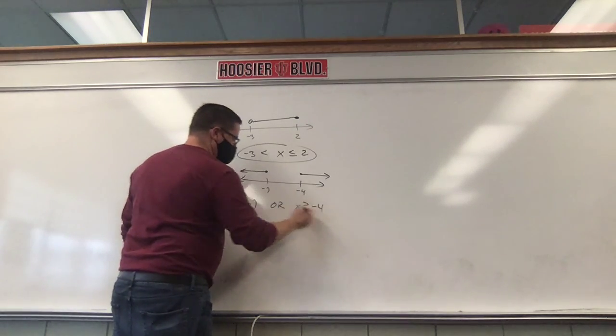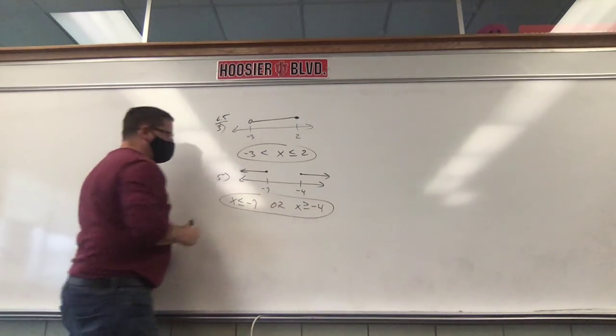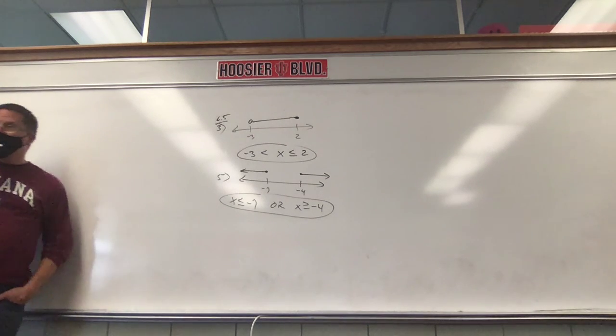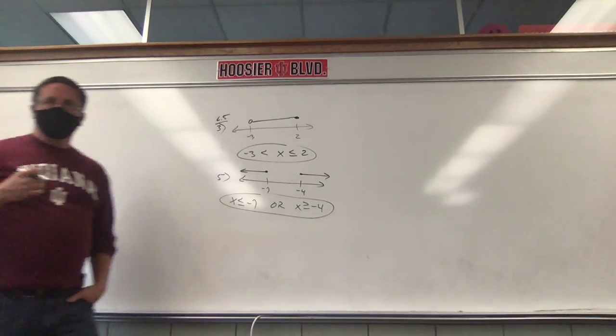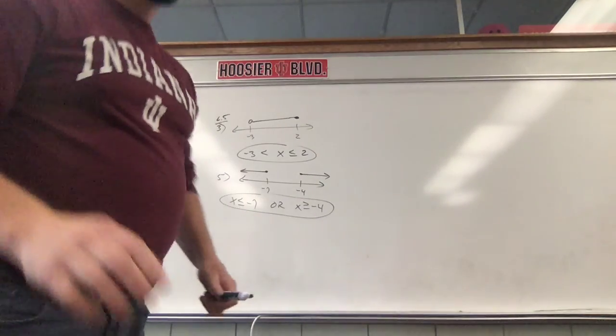Why equal to? Because it's shaded in. So x is less than -7 or x is greater than or equal to -4. Would it make a difference if I changed that or to an and? Yes, it would. Because there is no number smaller than -7 and bigger than -4. There isn't one. It doesn't exist. Okay?